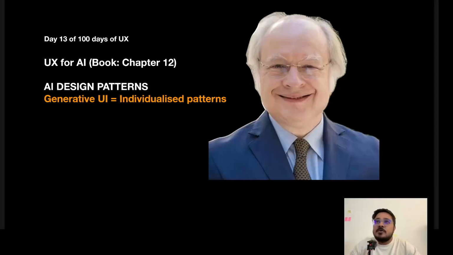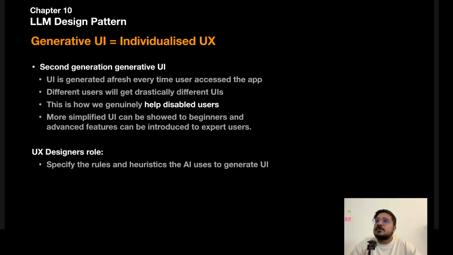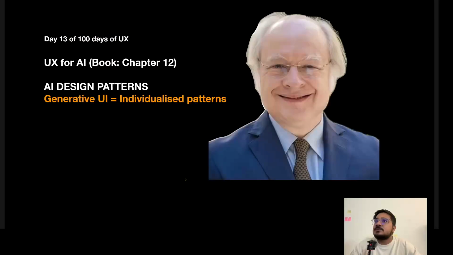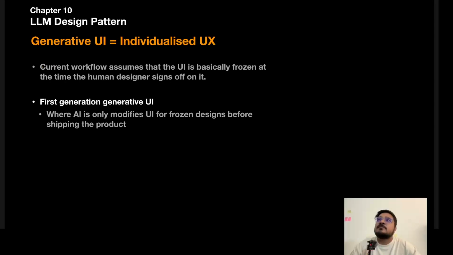Today we are going to discuss two particular articles which are written in this book as a note. So we are going to read it. I have summarized a few points from that. So let's see. The first one is from Jacob Nielsen, and he's talking about what is an AI-first application, what is generative UI, and what is individualized UX.